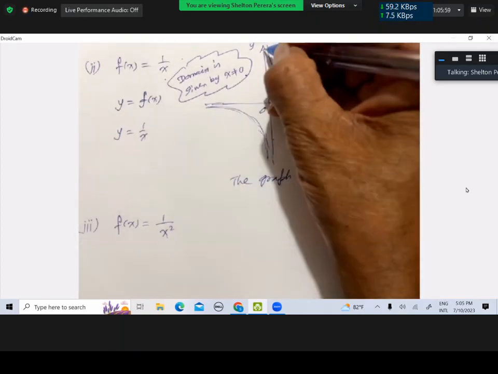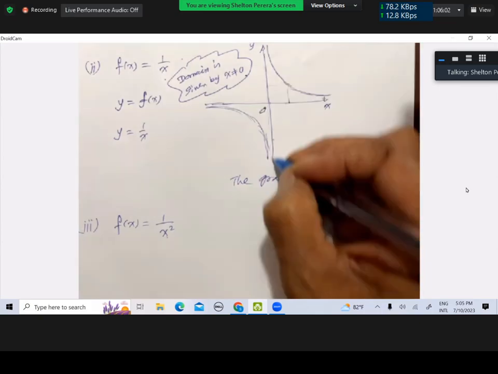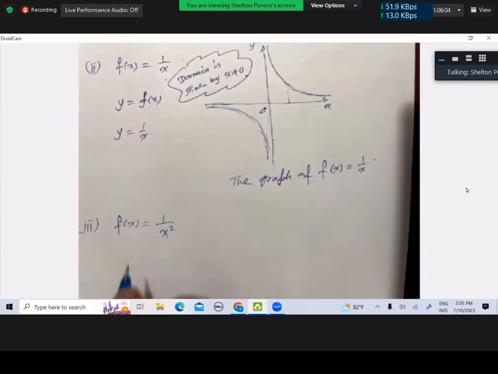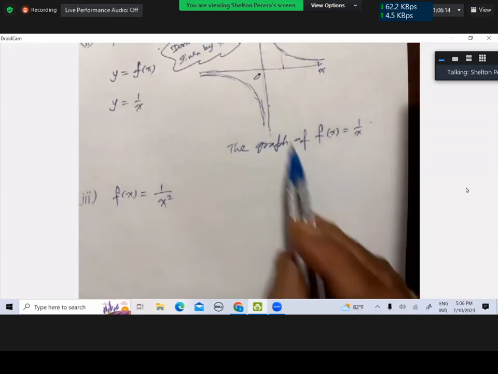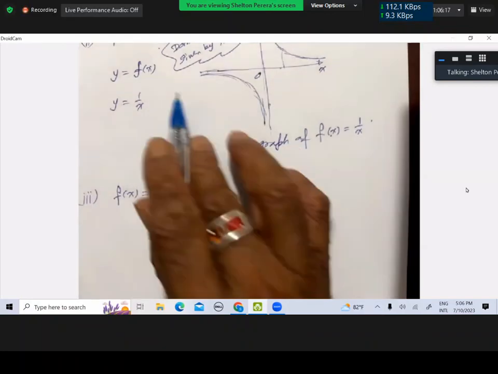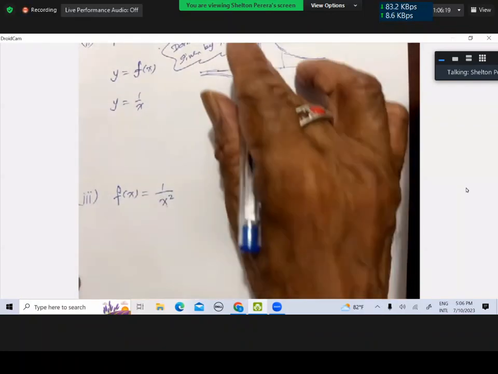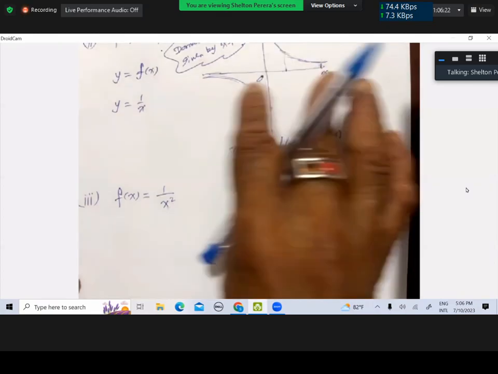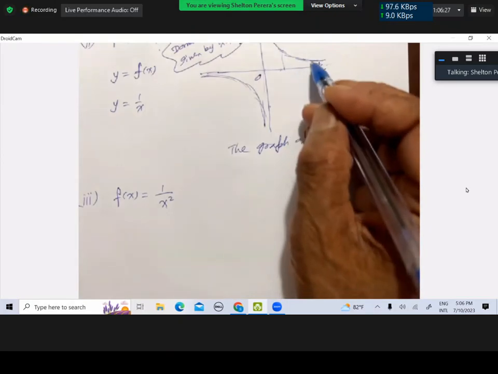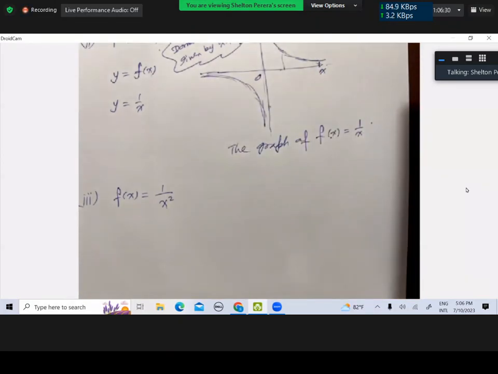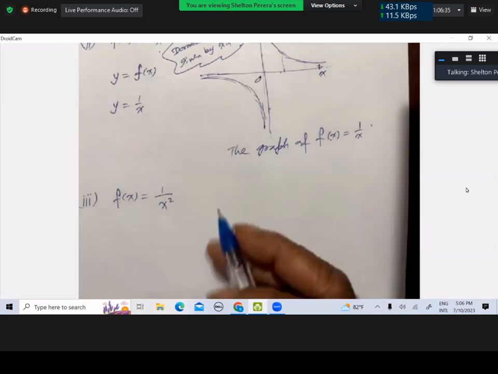X equals 0 is the y-axis. Any point on the y-axis satisfies x-coordinate equals 0. That's another way to say it. So the graph doesn't cut the y-axis, but it gets close in a sense. On the 1 over x graph, as x gets bigger and bigger, the y heights get closer and closer to zero, smaller and smaller. There are some limit things that we can discuss.